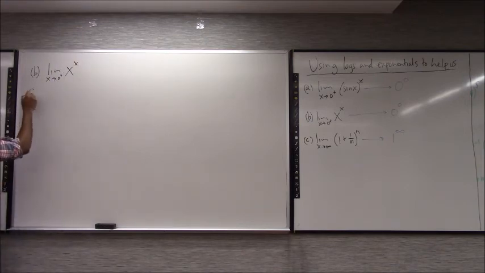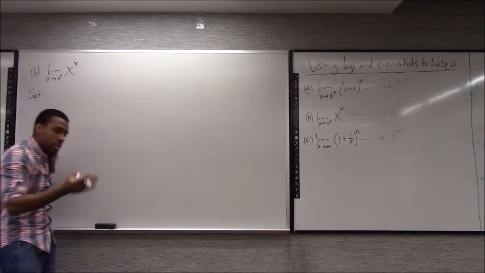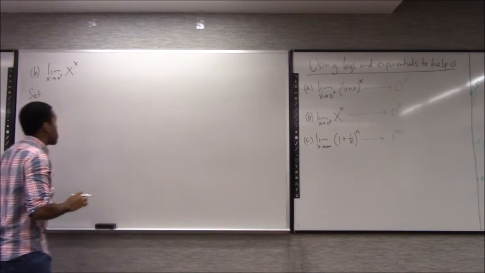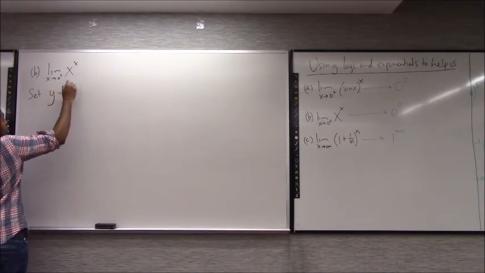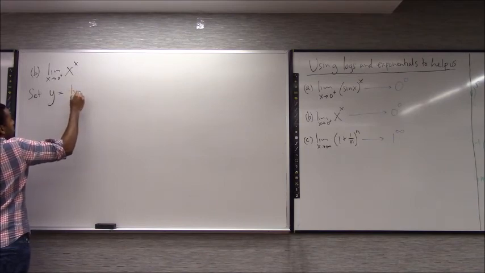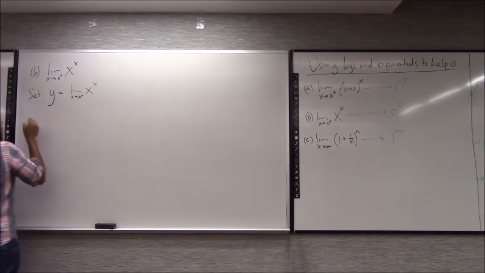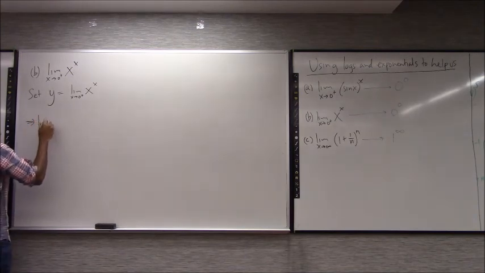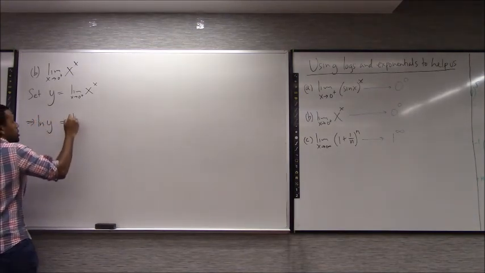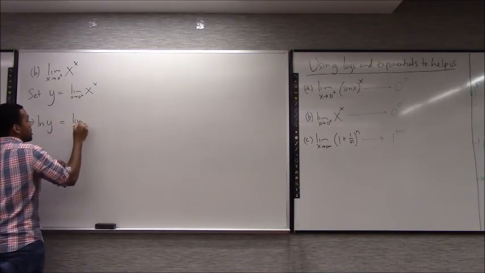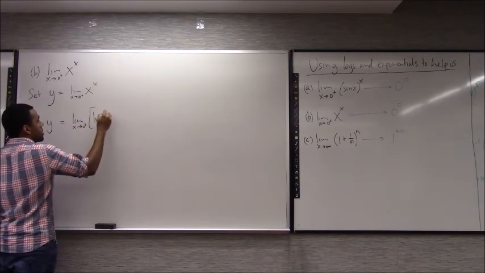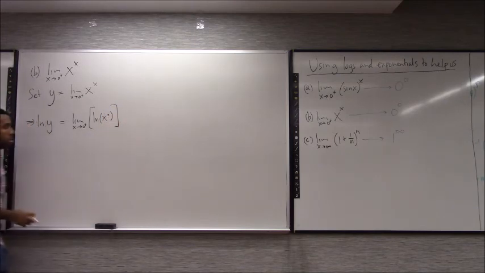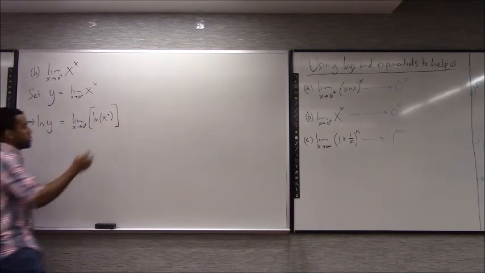So here's the trick that we're going to use. Because we have a variable and a power, we know that logs have the ability of taking powers down and becoming products, and we actually know how to deal with products. So we set y equal to this limit. And then what we do is we log both sides. Because log is a continuous function, I can take it inside the limit, because that's a property of continuous functions.